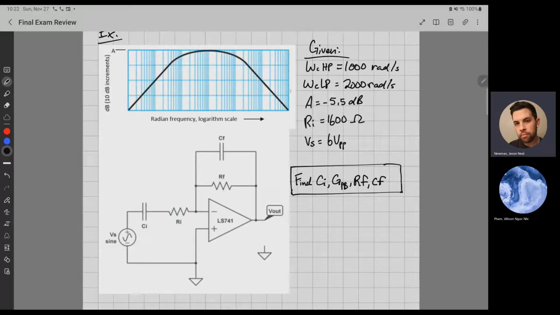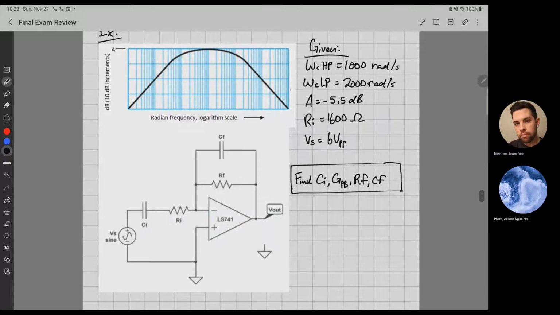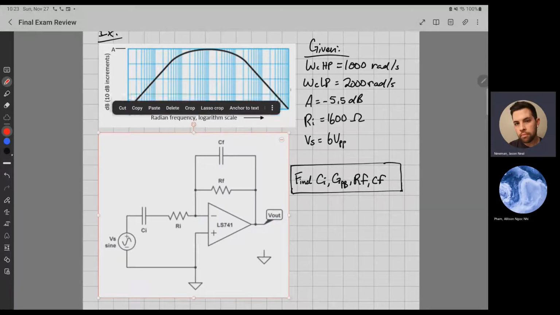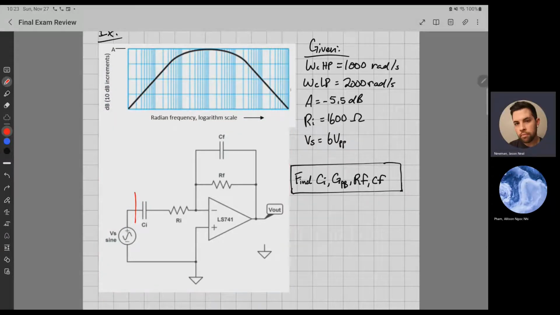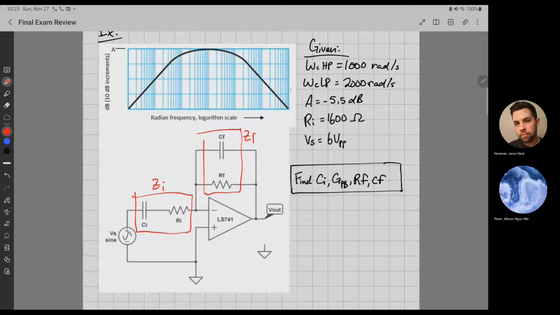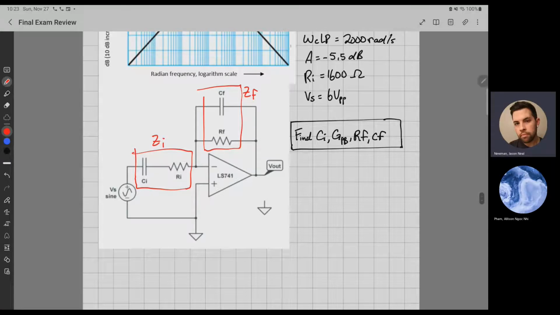Okay, so here's our circuit schematic. Usually this isn't given, but I just added it on top. We can tell that this is a bandpass filter from the Bode diagram, but you can also tell because of this, which is your ZI, and this, which is your ZF, right? That's how you can tell there's two different impedances and where they're located.